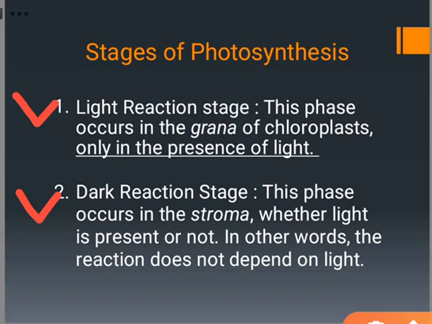This phase occurs in the grana of the chloroplast. There's a portion of this chloroplast that is referred to as the grana. That is where the light reaction stage of photosynthesis takes place. And we call it the light reaction stage because it occurs only in the presence of light. Please, you should note this: the light stage occurs only in the presence of light.